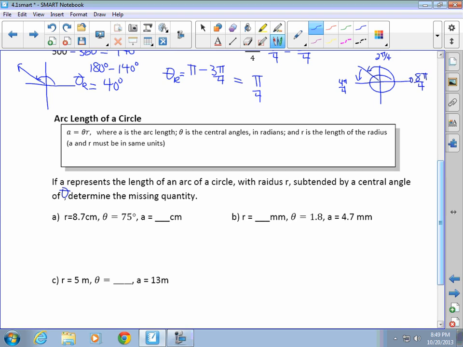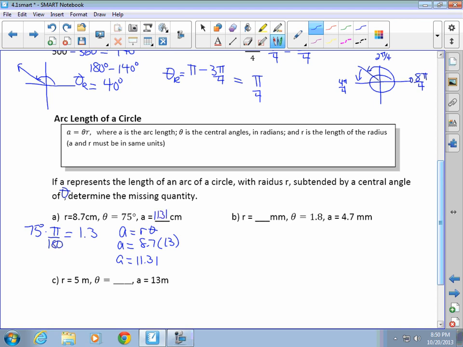So I've got 75 degrees. I want it to be in radians, so that means I have to do pi over 180, because that's going to cancel out my degrees. Remember, if it's a degree in the top, then I need to have a degree in the denominator. So 75 times pi divided by 180 equals 1.3. So now I have, for my formula, A is equal to 8.7 times 1.3, so 11.31 centimeters.